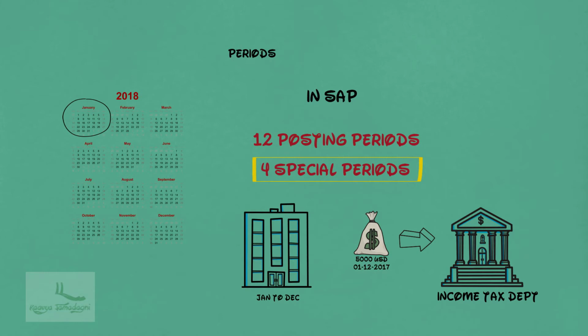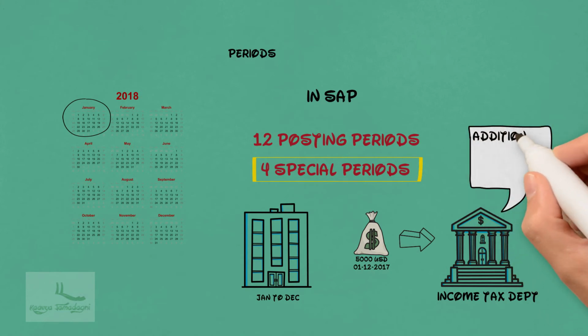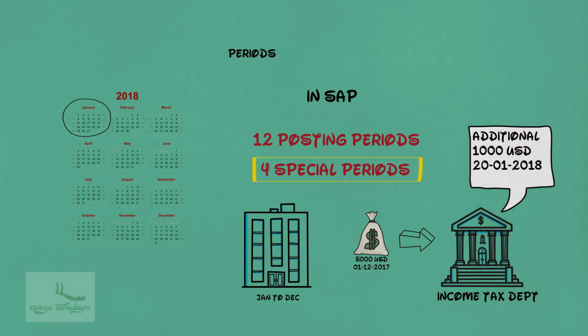I have made an advance tax payment on December 1, 2017 for the financial year 2017 for the amount of 5,000 USD. Now, after the income tax computation, you have received a letter from the income tax team that the total income tax to be paid is 6,000 USD on January 20th, 2018. So now you need to pay the excess 1,000 USD to the income tax department.